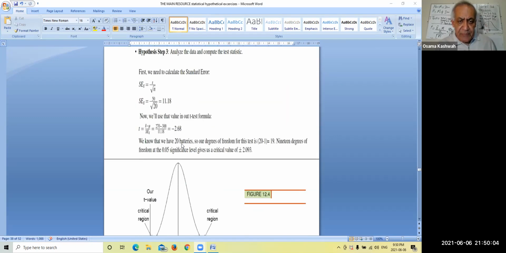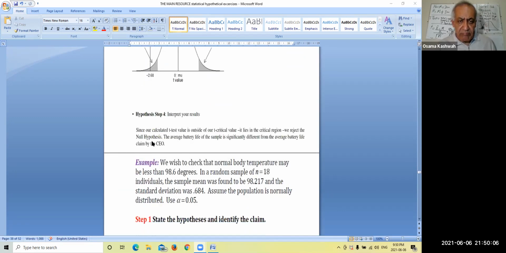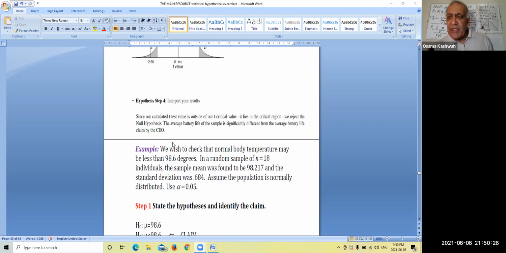So here we go. Since our calculated t-test value is outside of our critical value, it lies in the critical region, so we reject the null hypothesis, like we said, and we accept H1. Here, we reject the null and accept H1. So you always look at the numbers without the signs. Don't worry about the signs. If the calculated number is greater than the tabulated, then you are out of the area of acceptance of H0.